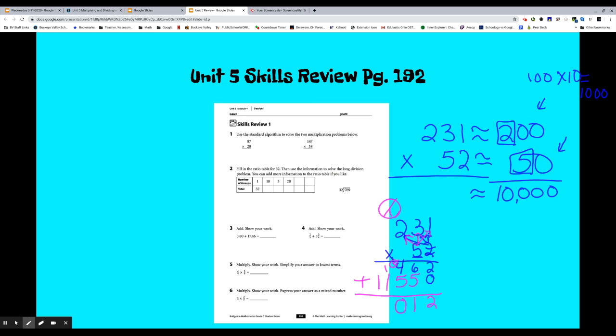Carry my 1. 1 plus 1 is 2. And 0, right, there's nothing here, plus 1 is 1. So I know that my final answer is 12,012. My final product is 12,012.